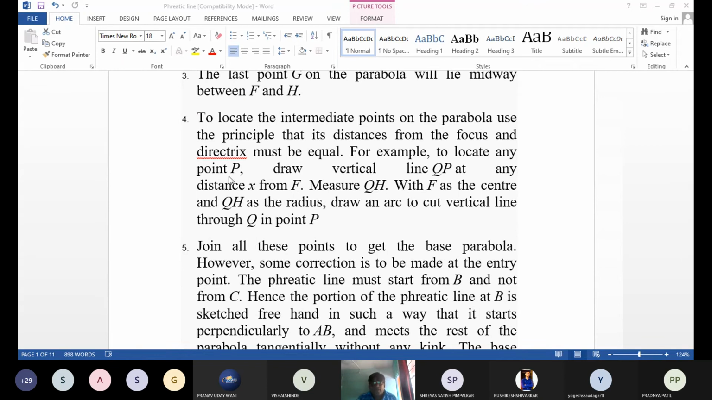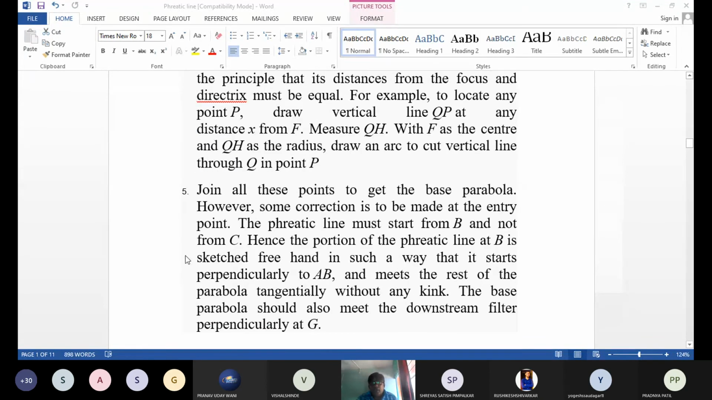I am telling you one example of how to locate the point P. The same point can be located along this phreatic line or on the section of the dam. You will get the point, and through that point you draw a smooth curve which will represent the location of the phreatic line. So join all these points to get the base parabola. Some correction is to be made at the entry section.